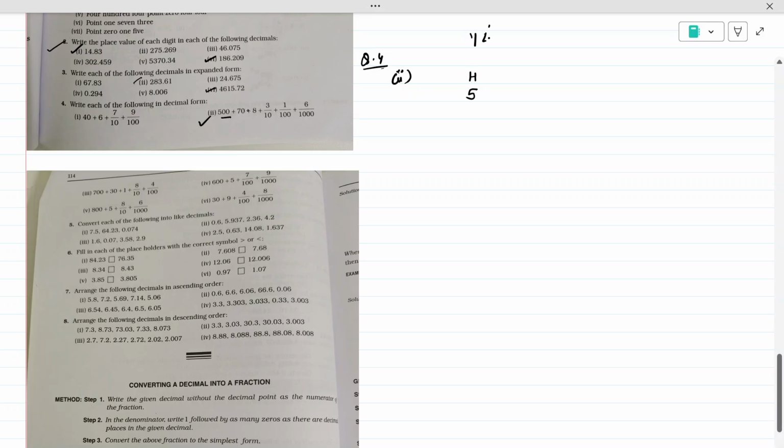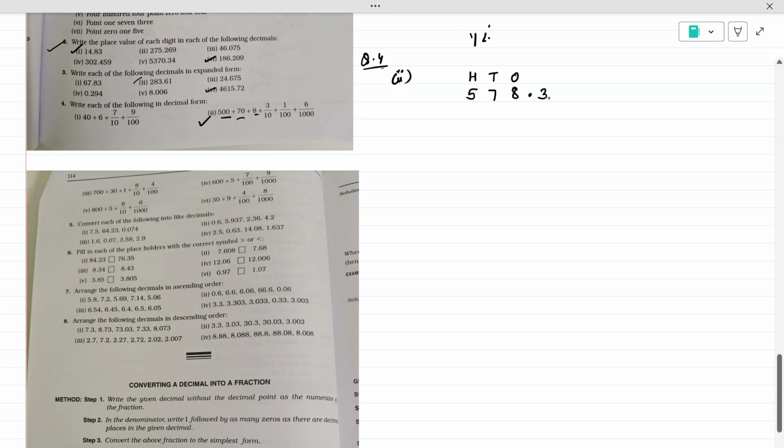We have 5. Then 70 is at 10's place because 7 into 10. Sorry, this is 7. And then 8 is given to us. This is at 1's place. And then after that, we have the numbers at the 10th, 100th and 1000th places. That means we have a decimal here. After the decimal, we have 3 tenths.